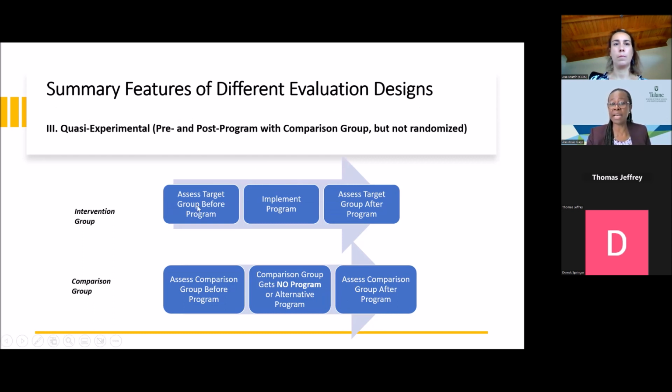So you have an intervention group and a comparison group. You do a baseline in the intervention group and a baseline in the comparison group. You implement the program in the intervention group. Your comparison group gets no program, or it gets an alternative program. Then you do an end line or follow-up survey in both groups. This is costly because you're doing like 4 surveys: 2 before and 2 after.